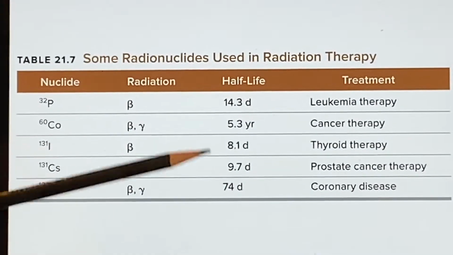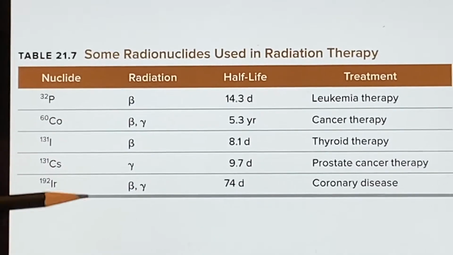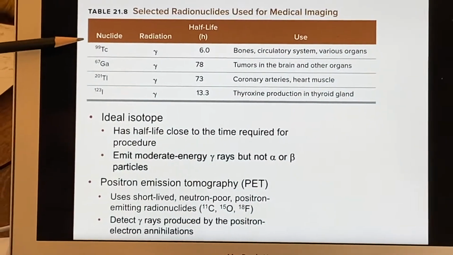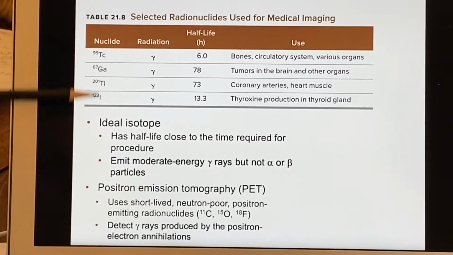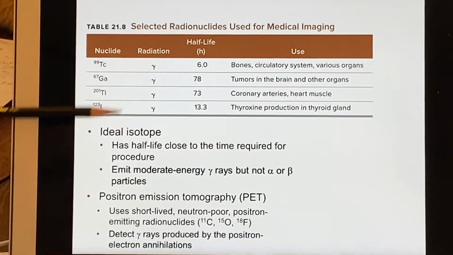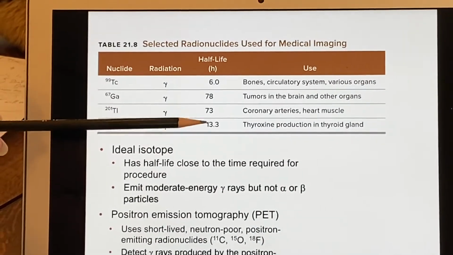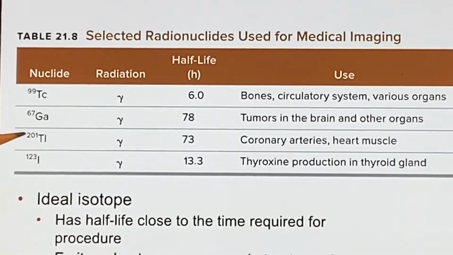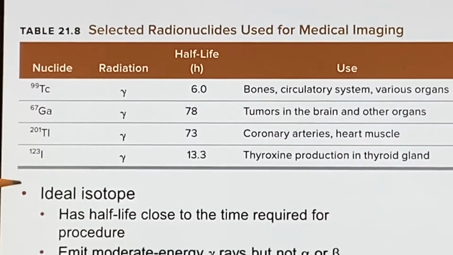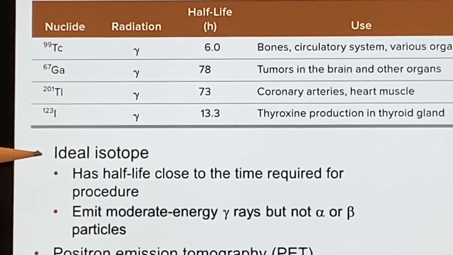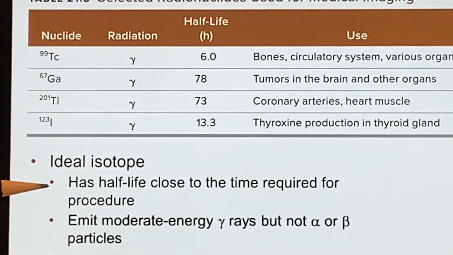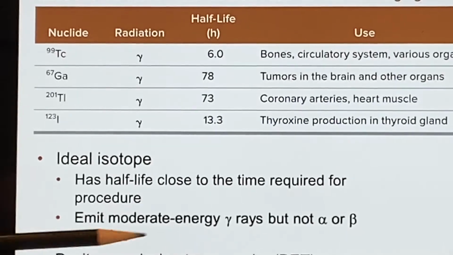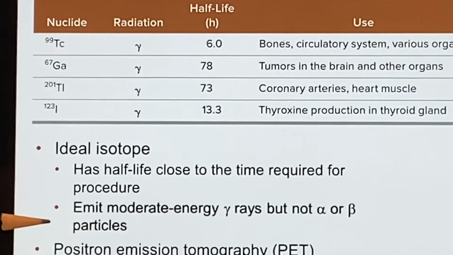You'll see these half-lives in days. Here's one that's in years, and it's just, what are they being used on? And if you're doing imaging, then there is a different set of nuclides that are used. And they're all using gamma radiation in this case, and you have half-lives in hours, and where they are used in various situations. And what they point out here is that the ideal isotope for the imaging has a half-life that is close to the same amount of time that's required for the procedure, that they will emit gamma rays, but not alpha or beta particles.